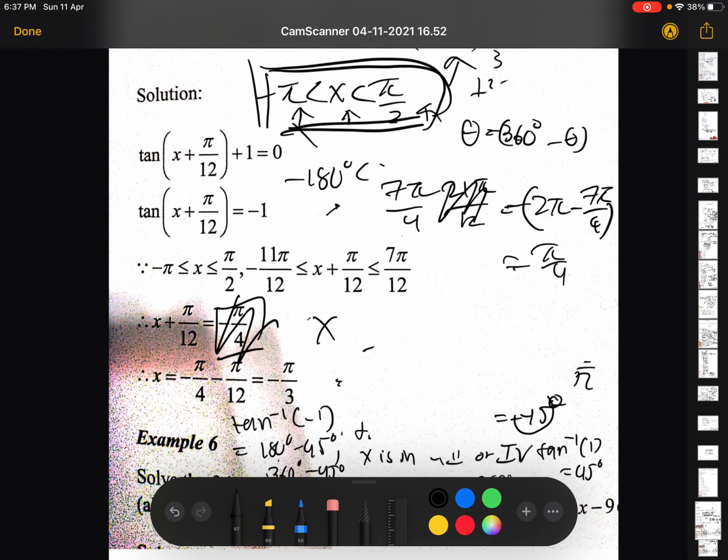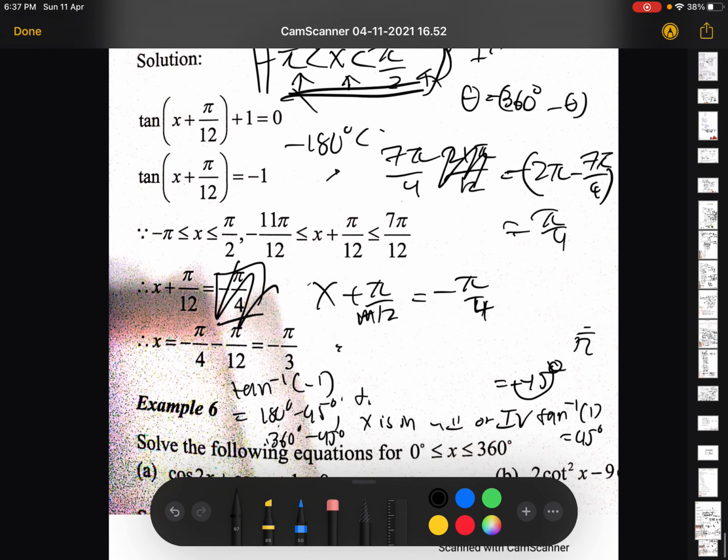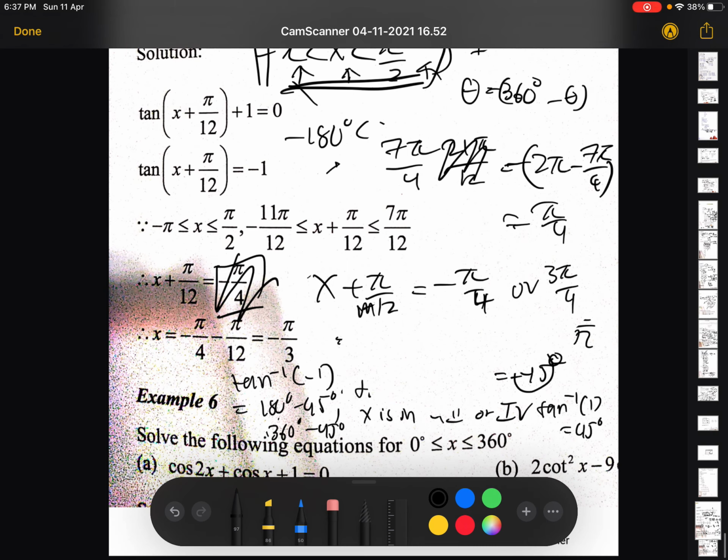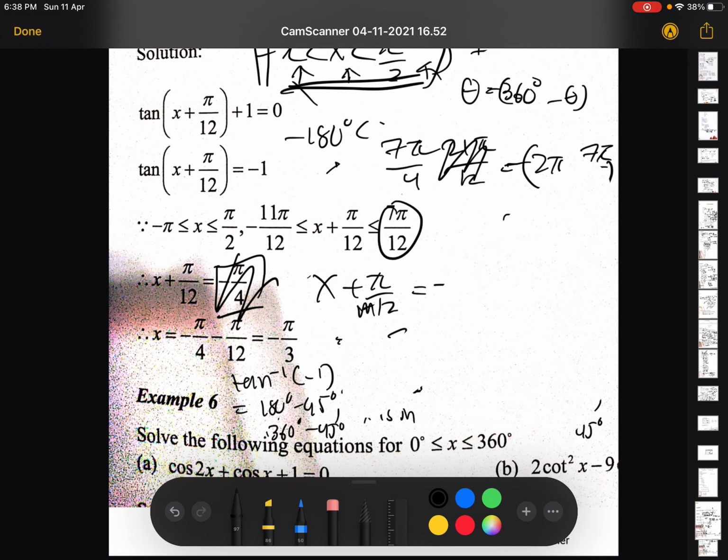So you get x plus pi over 12 equals negative pi over 4. Or the other one is what again? The other answer is 3 pi over 4. But that is also 9 pi over 12, more than 7 pi over 12. So you cannot use this. And then if you do 2 pi minus 9 pi over 12, or 360 degrees minus 315, then you get minus 45. And not 360 minus 315, 360 minus 135. So you will get, so x plus pi over 12 is equal to either minus pi over 4 or, so the two answers are 3 pi over 4 and 7 pi over 4.